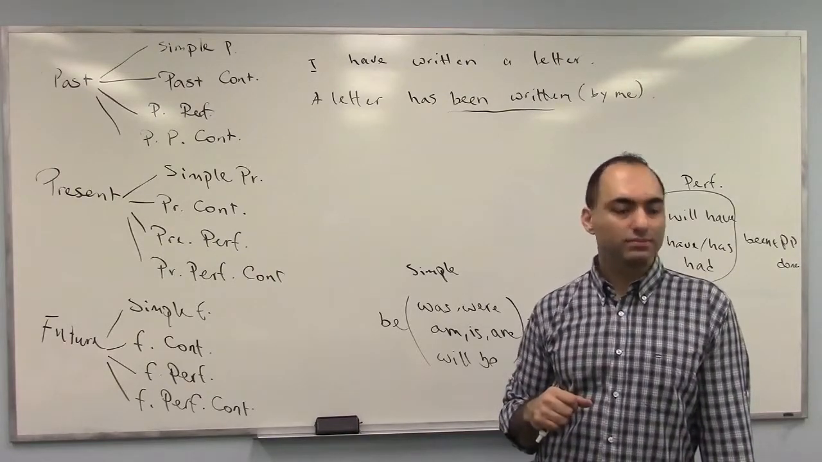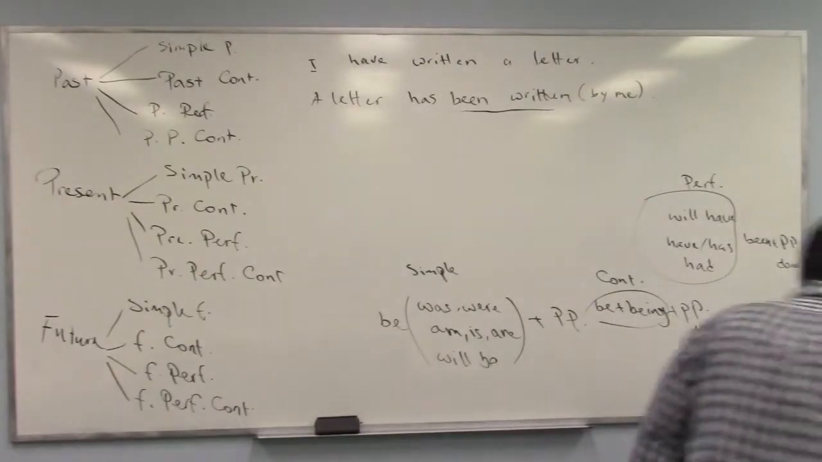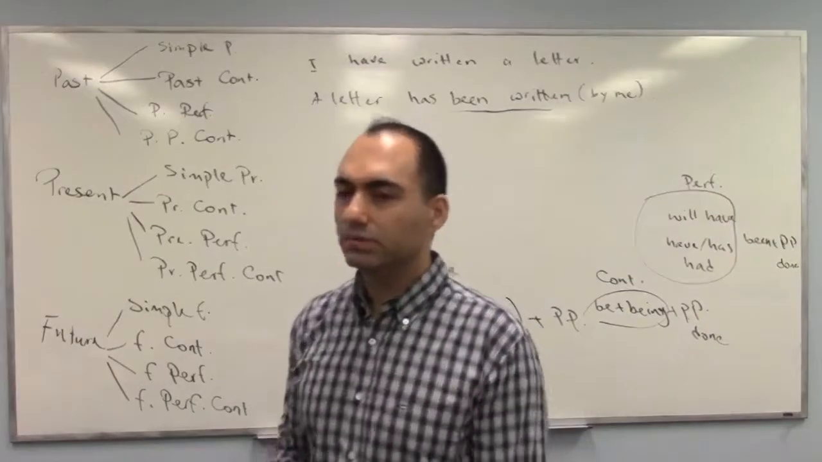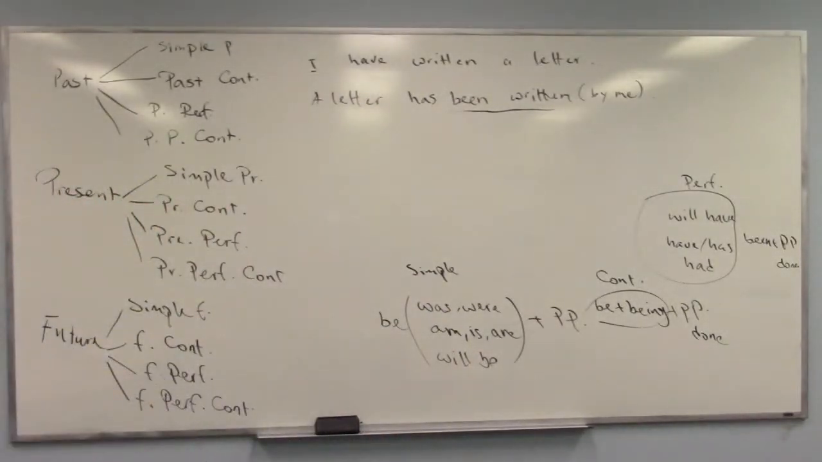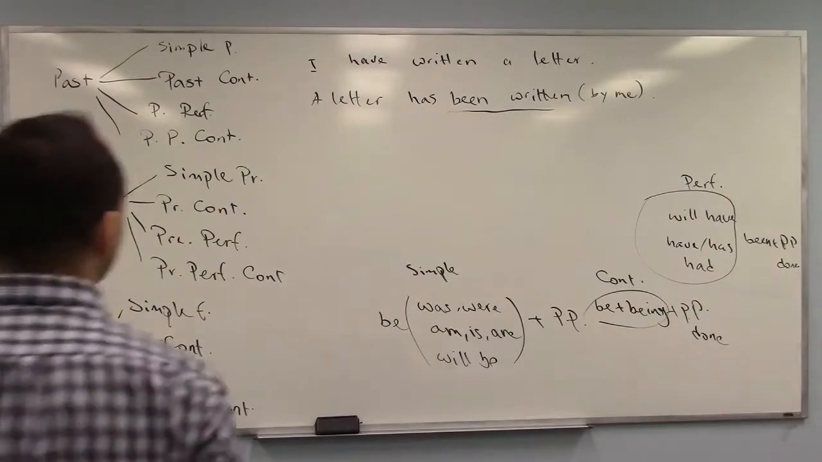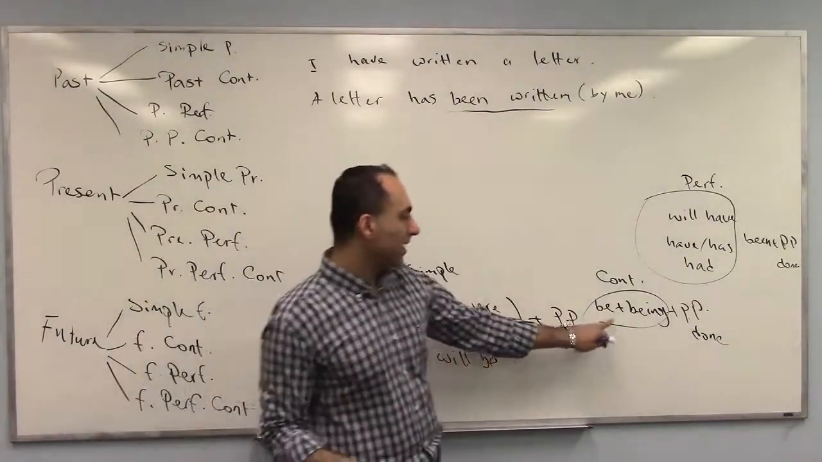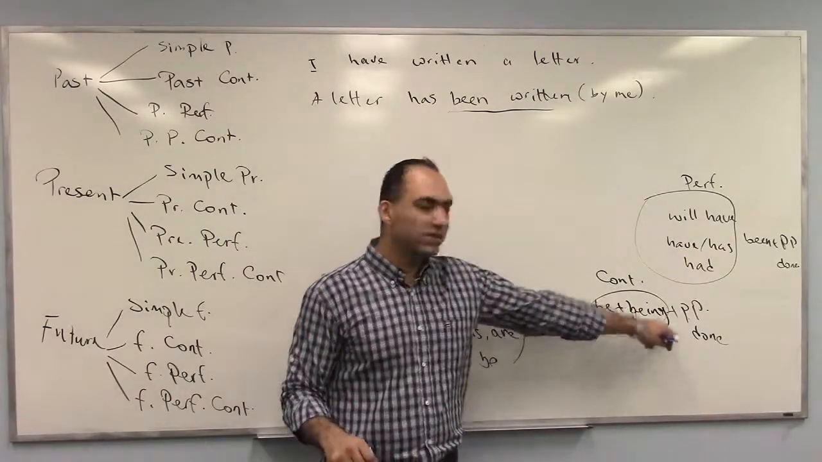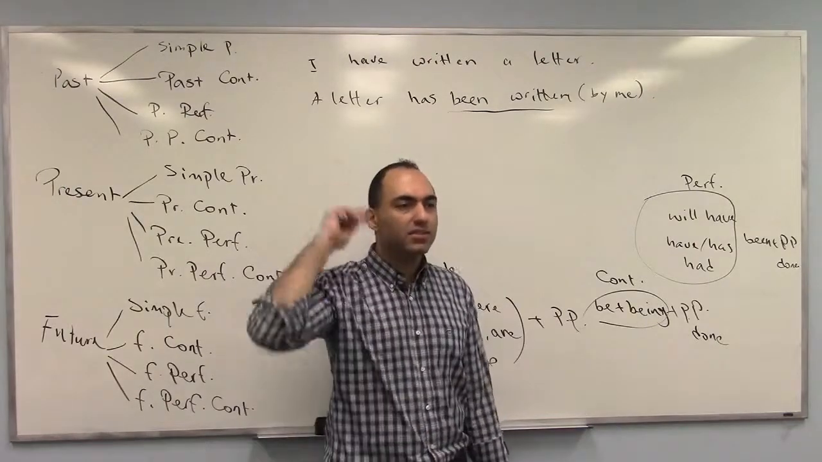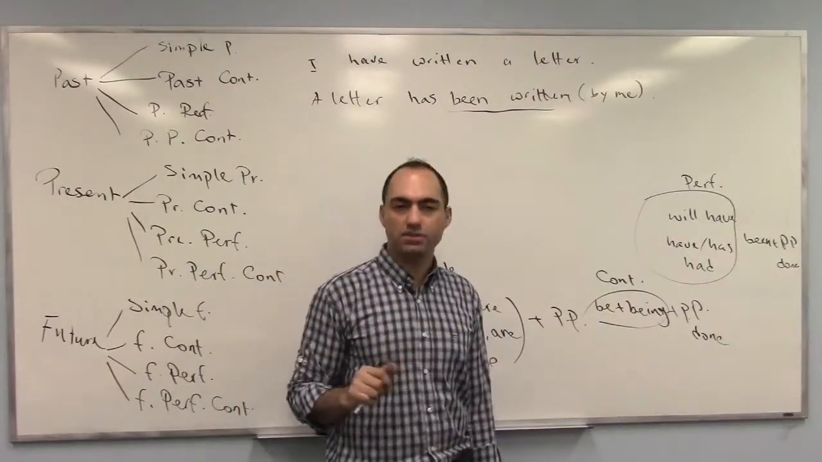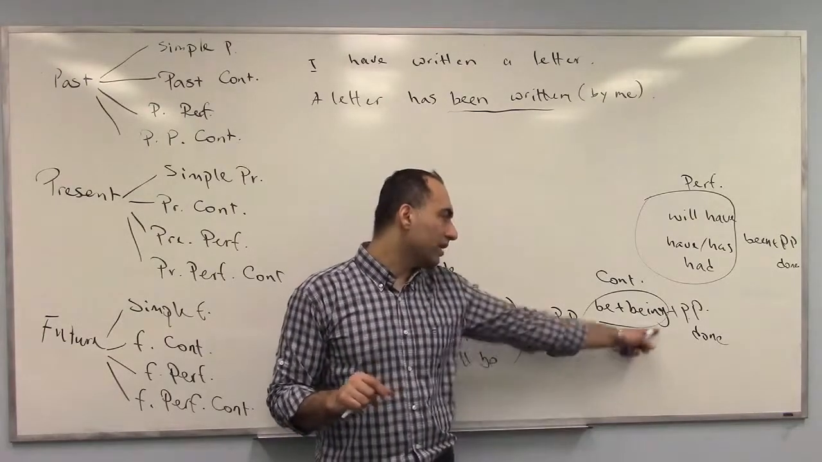Continuous. I am receiving what? Tens of emails. Right now they're coming. I am receiving tens of emails. Tens of emails are being received. I was receiving tens of emails when you called last night. I couldn't answer you. Tens of emails were being received.